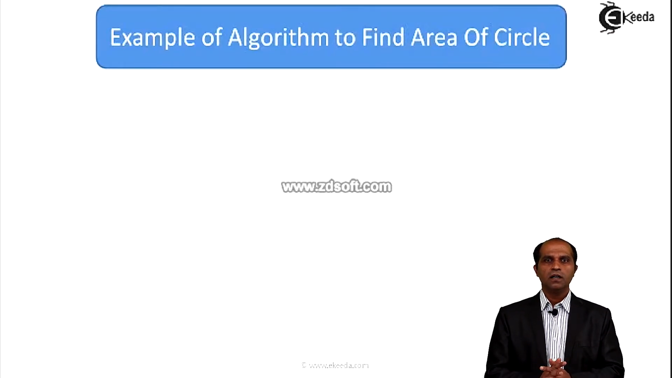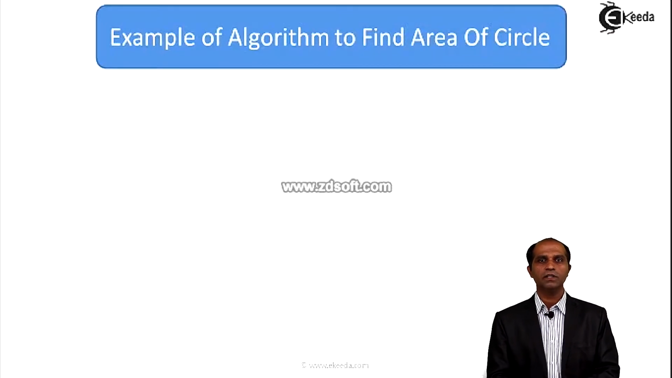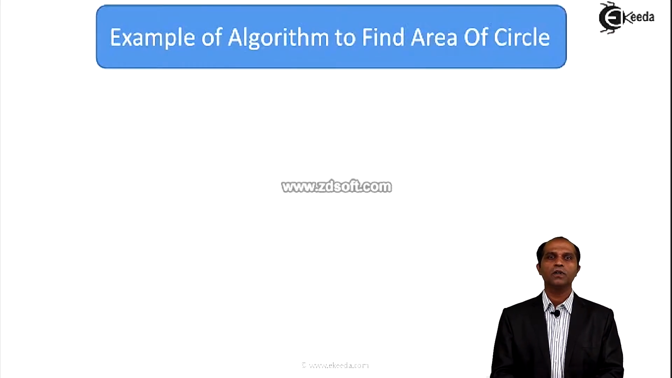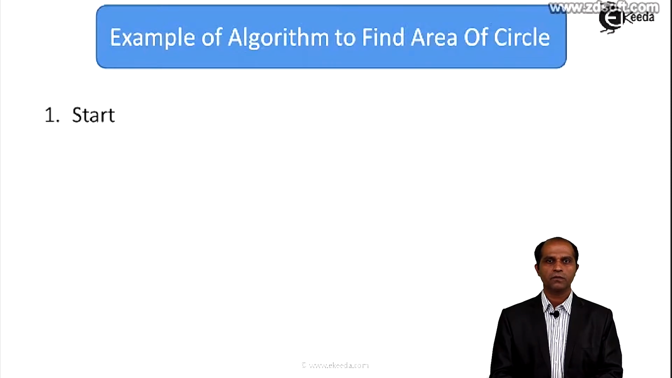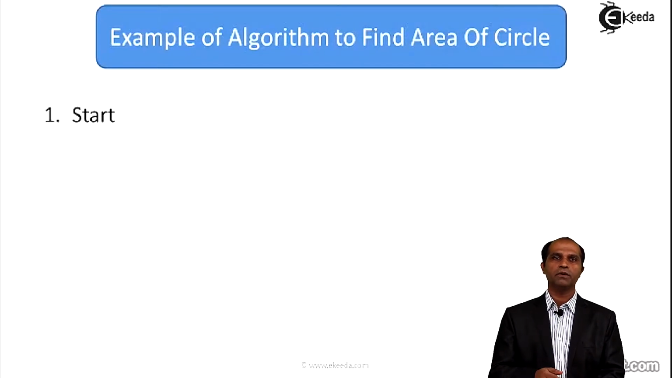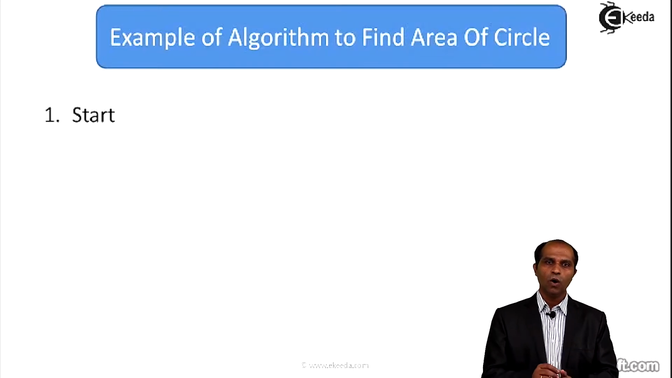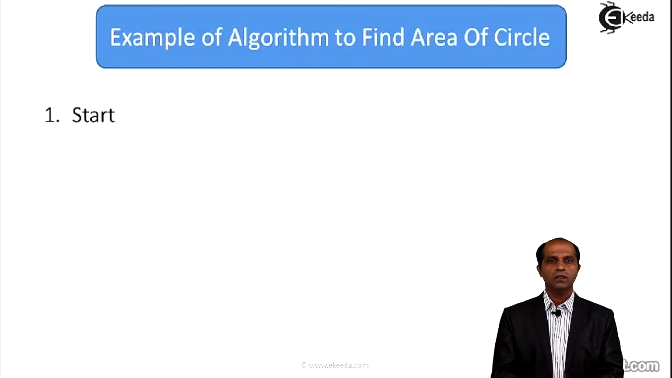Now let's see how simply we can write an algorithm. As I said, algorithm is a step-by-step representation of a problem definition itself. So always an algorithm begins with the first step, that is start. So it means that in coding, from this particular point onwards, whatever the quantities which we are going to read, which we are going to calculate, which we are going to display, all are being used for the declaration purpose.